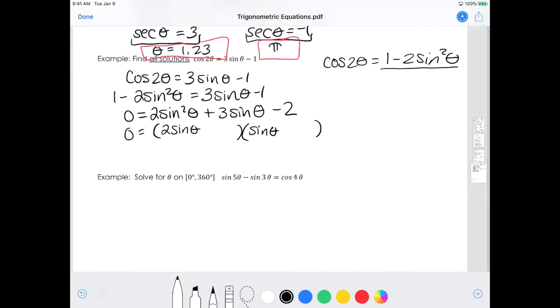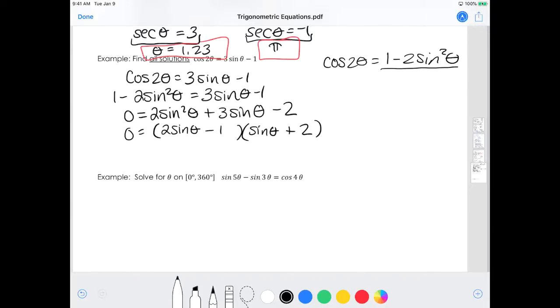Okay, so to factor this, let's see, I'm going to get 2 sine theta minus 1 and sine theta plus 2. So when I multiply that back out, I'm going to get 2 sine squared theta plus 3 sine theta minus 2. And if you want to convince yourself that that works, go ahead and take a minute, pause the video, and you can multiply it back out to check it.